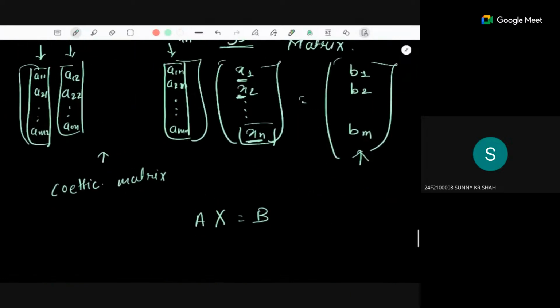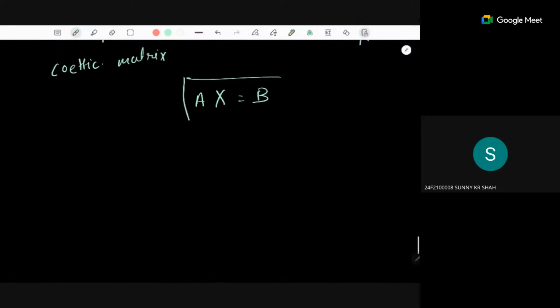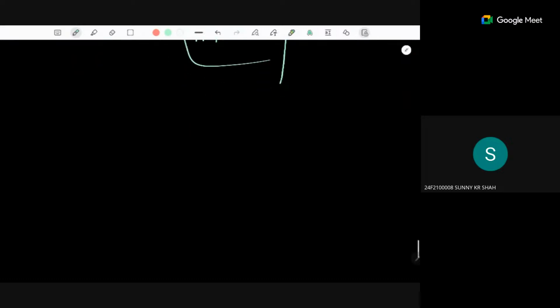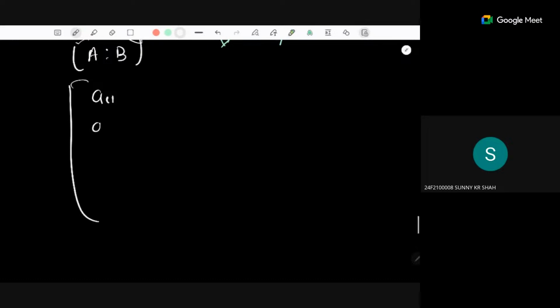So now when we have such a form, Ax equals B, what we will do is consider the augmented matrix. The augmented matrix means A augmented with B. Right? So this matrix will look like a11, a21 up to am1 and so on, a1n, a2n to amn. So that means the whole matrix A with the constants b1, b2 up to bm.